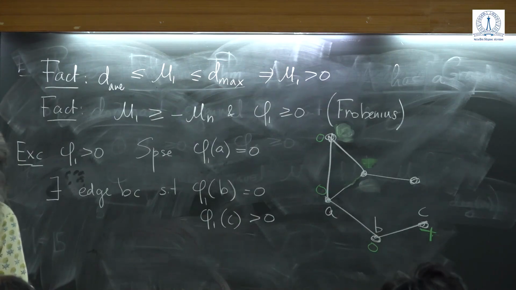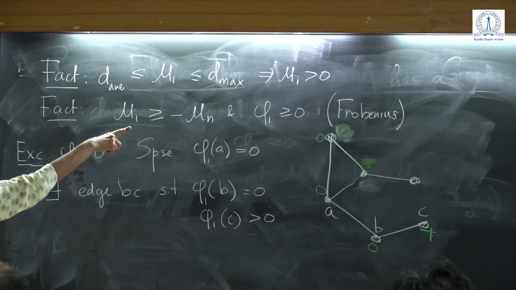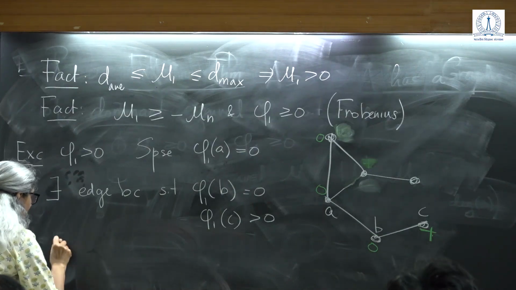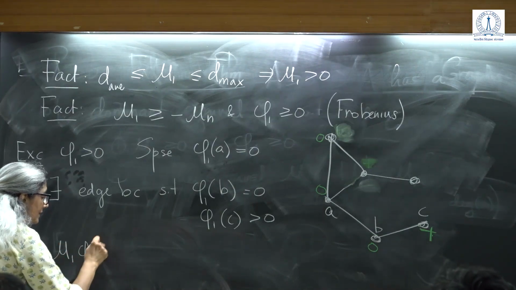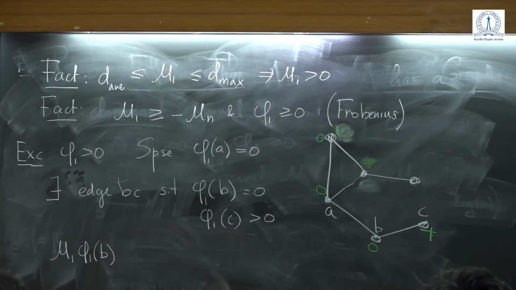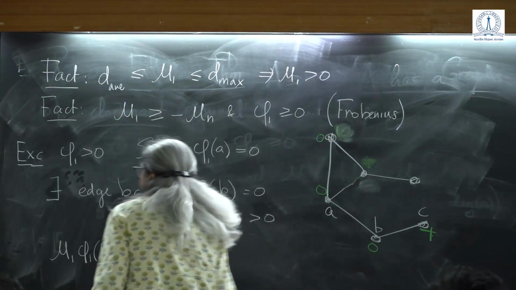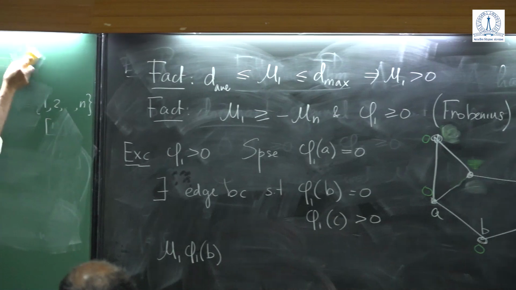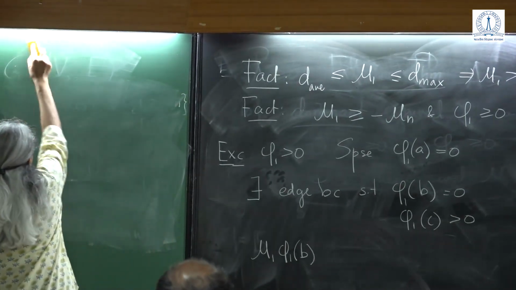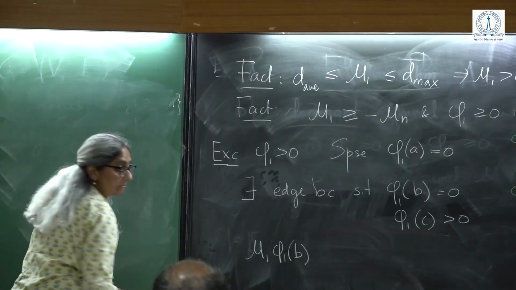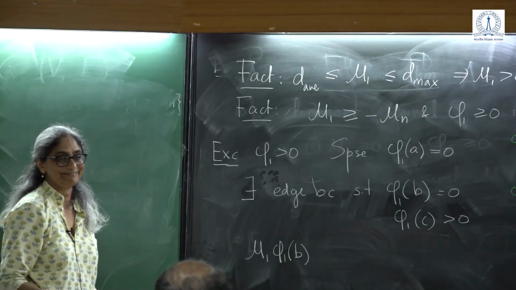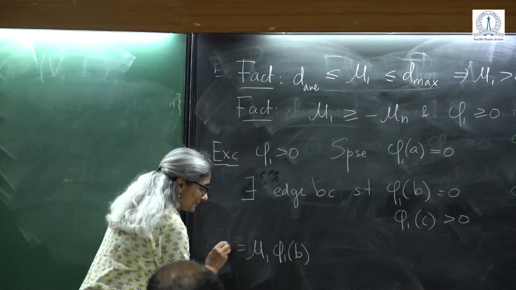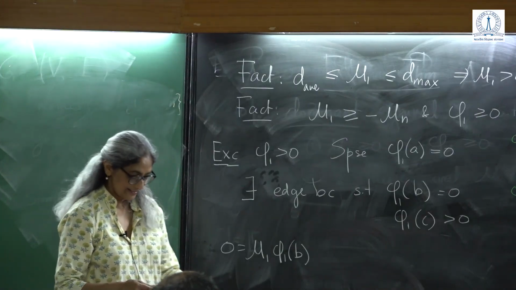So first of all, remember phi1 is the eigenvector of mu1. That's important. So what happens if I do mu1 times phi1 of B? Mu1 is positive, and phi1 of B is 0. So this is 0, this is something positive. So this definitely is 0. Is that okay? That's definitely 0.